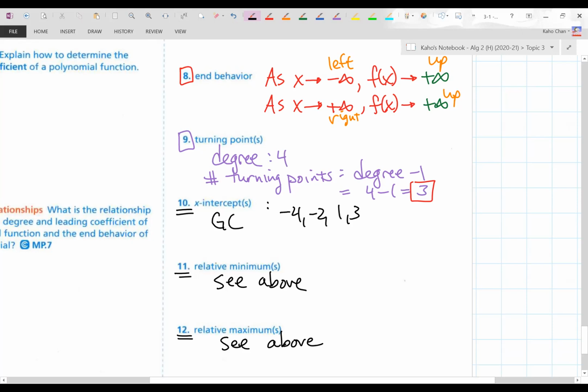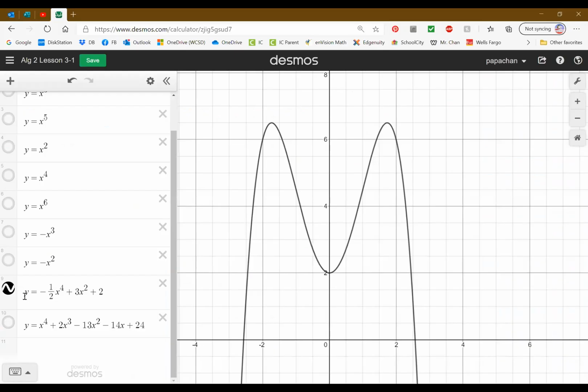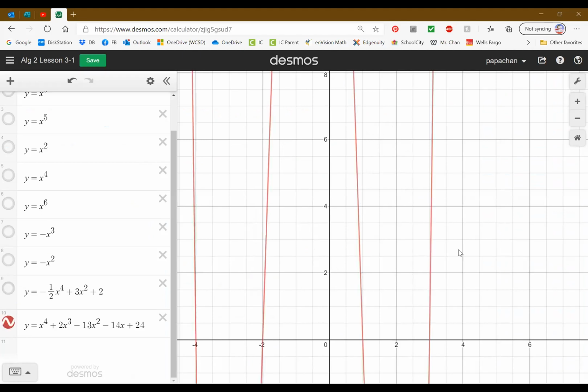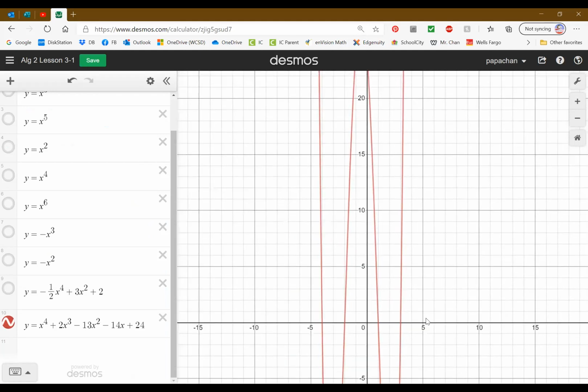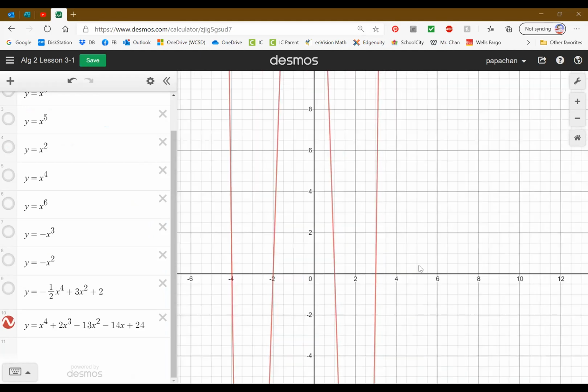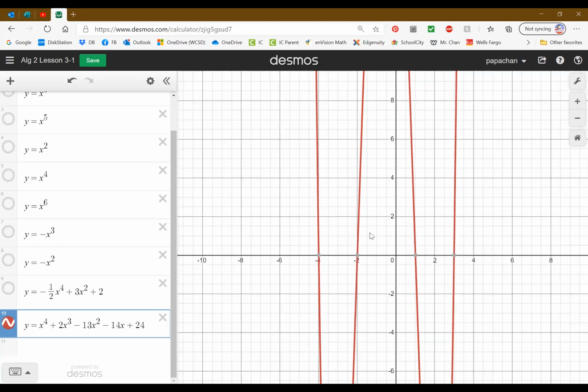I would like to scooch on up to the top there. Here we go. And switch over to, of course, Desmos. Technology is very nice. I'm going to switch to the last problem here. Okay, so right there, you can clearly see it crosses through (-4, 0), (-2, 0), (1, 0), and (3, 0). So those are your x-intercepts.